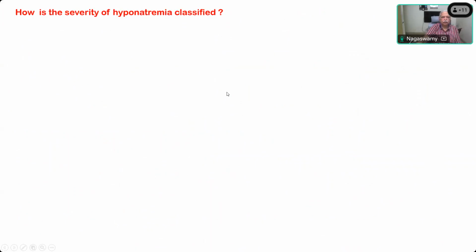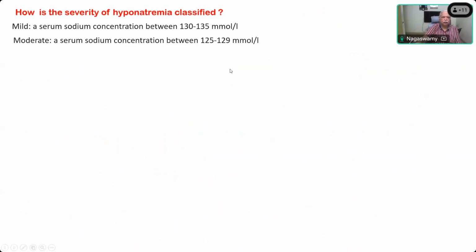How is the severity of hyponatremia classified? It is based on the onset and the symptoms. Mild, moderate, and severe. Mild is 130 to 135. Moderate is 125 to 129. Severe is less than 125.